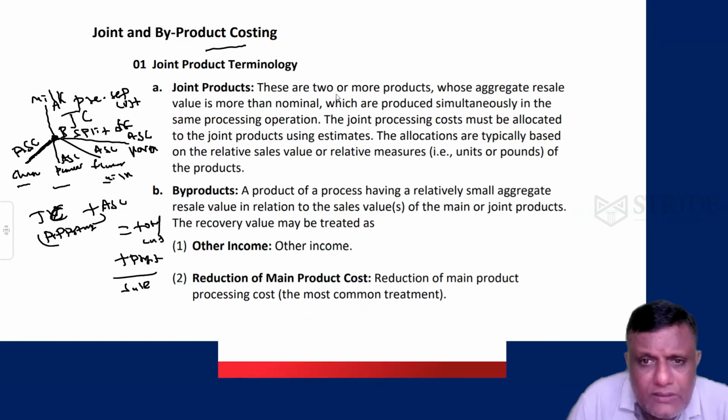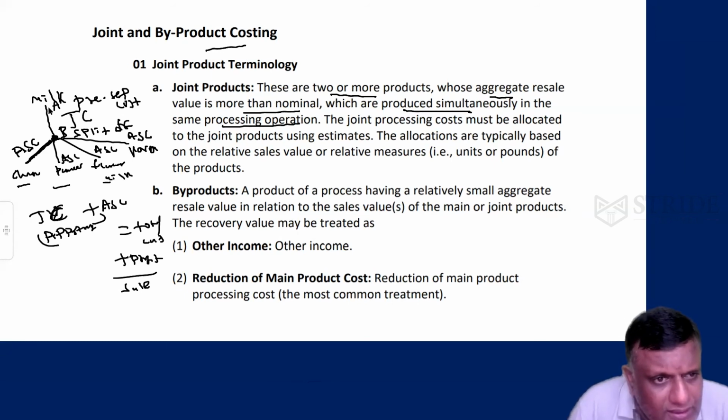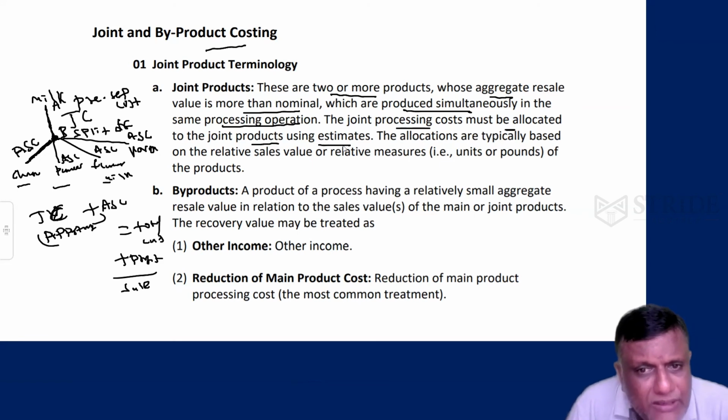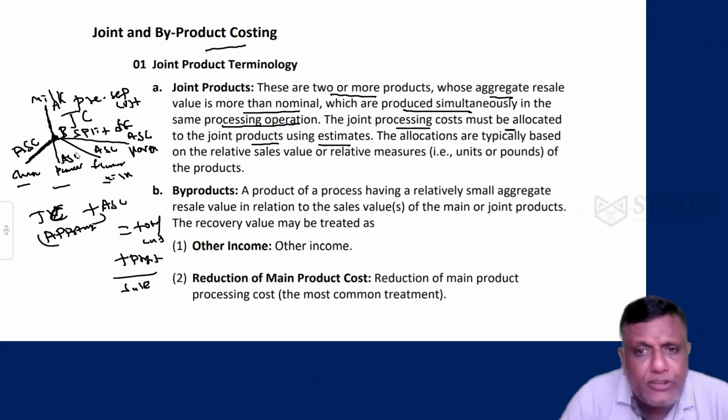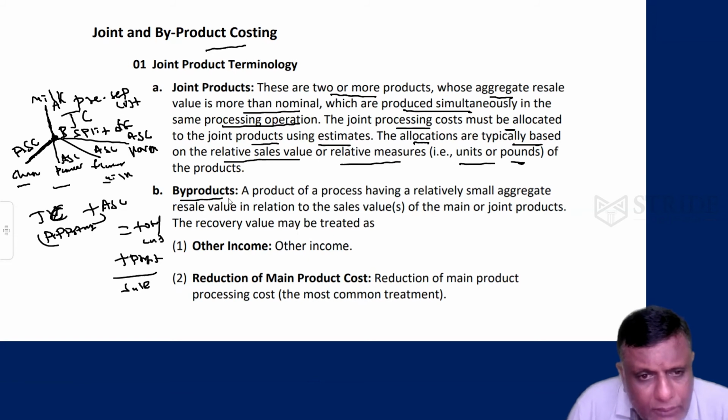Joint cost: there are two or more products whose aggregate resale value is more than nominal, and the products are produced simultaneously from the same processing operation, up to this same process. The joint processing cost must be allocated to joint products using some estimations. Different methods are available for how the joint cost is to be apportioned. The allocations are typically based on relative sales value or relative physical measures, such as units or pounds.